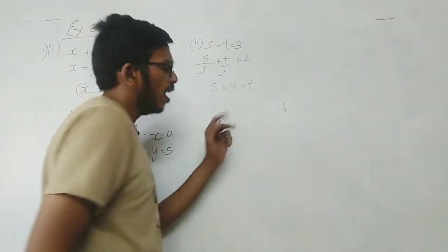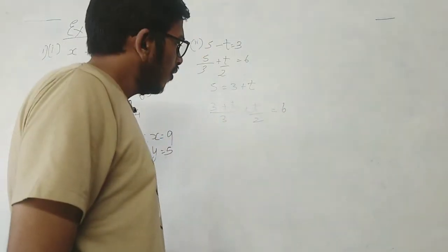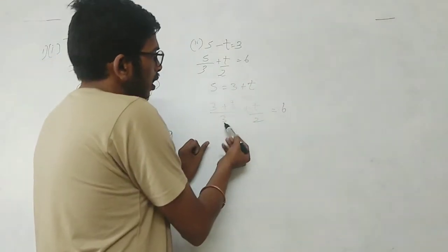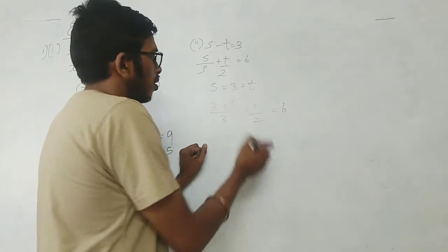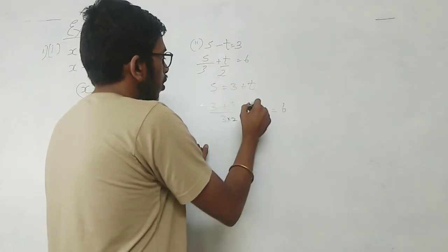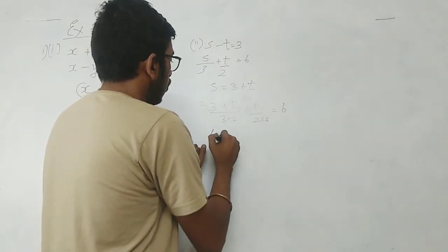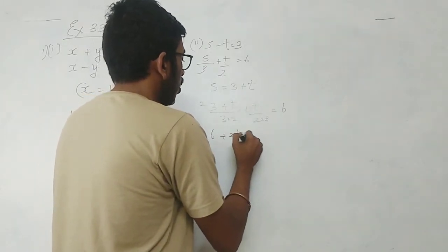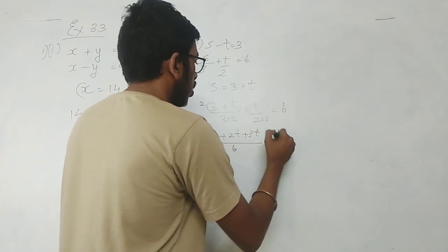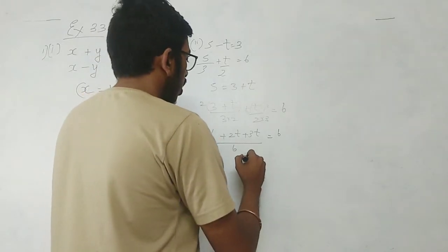Now, what should we do? We have a fraction here. Whenever we have a fraction, we just need to take the LCM of this particular side. The LCM for 2 and 3 is 6. Therefore, I need to multiply this by 2 and this by 3. So it will be (6 plus 2t plus 3t) divided by 6 is equal to 6.